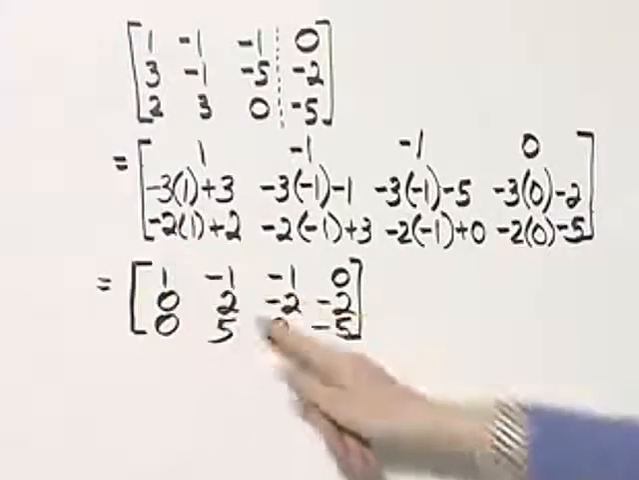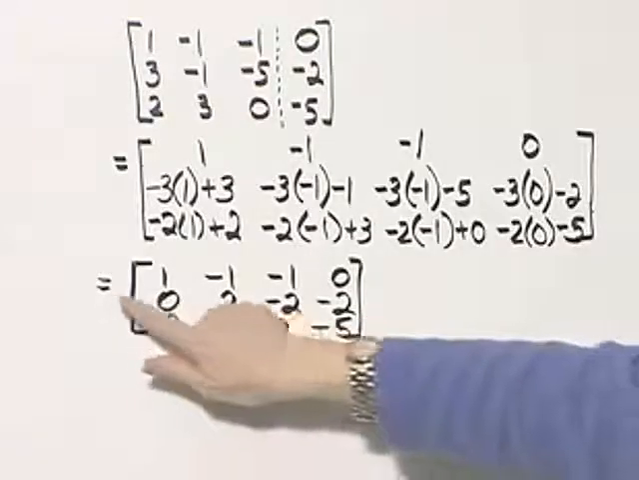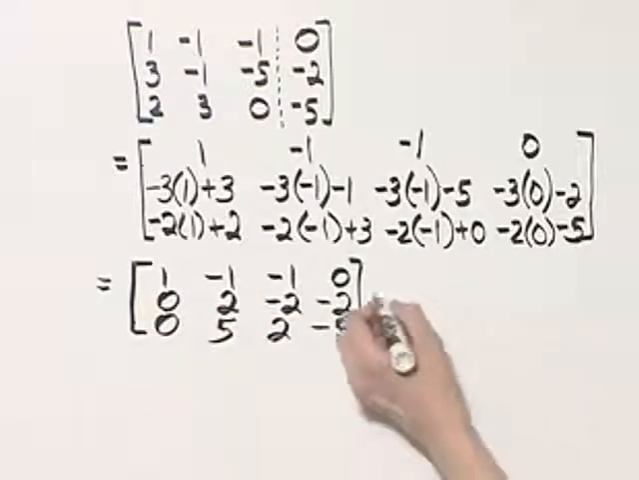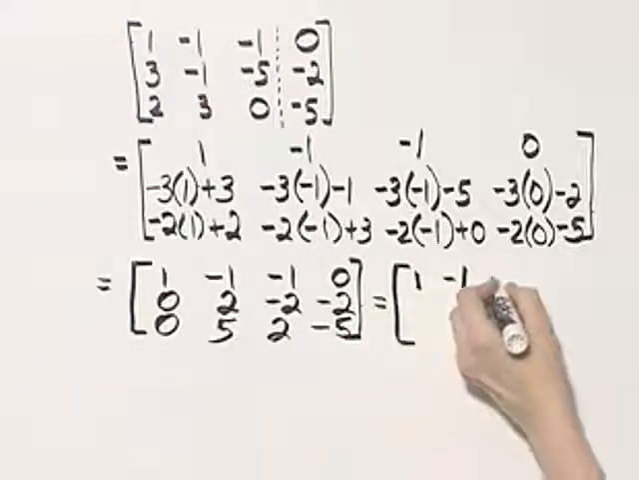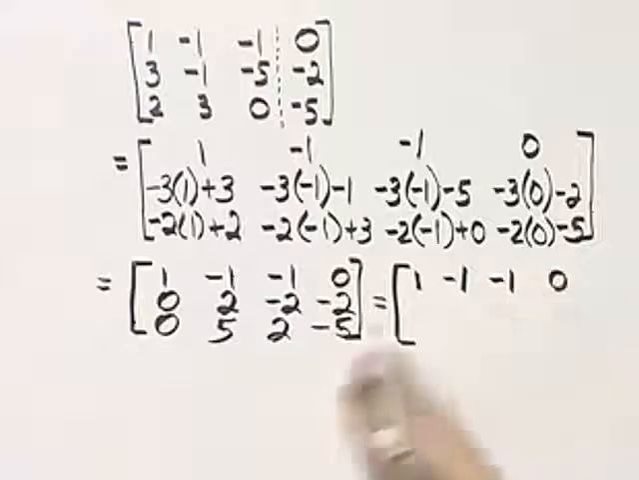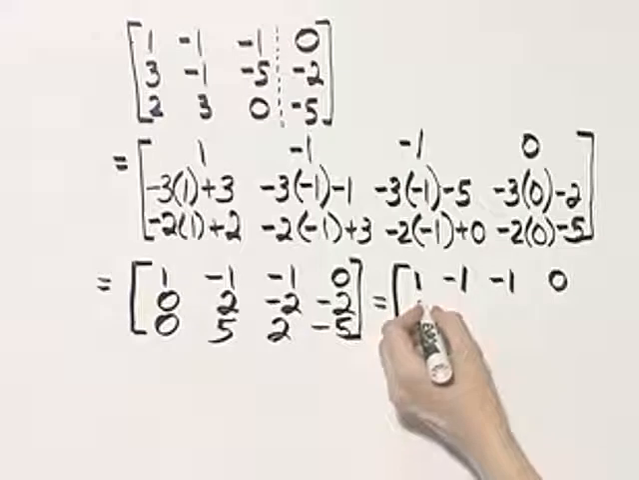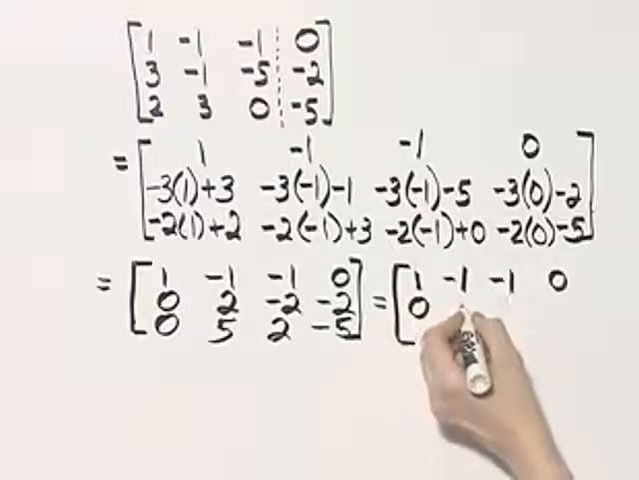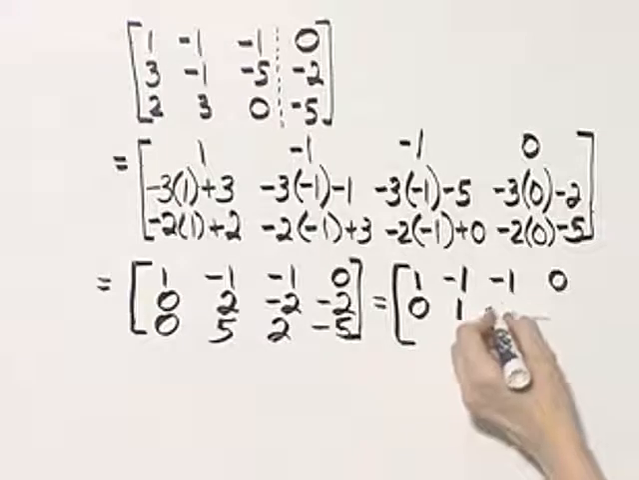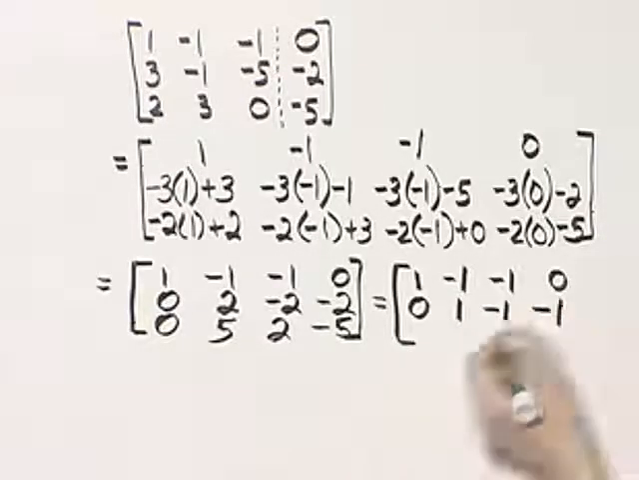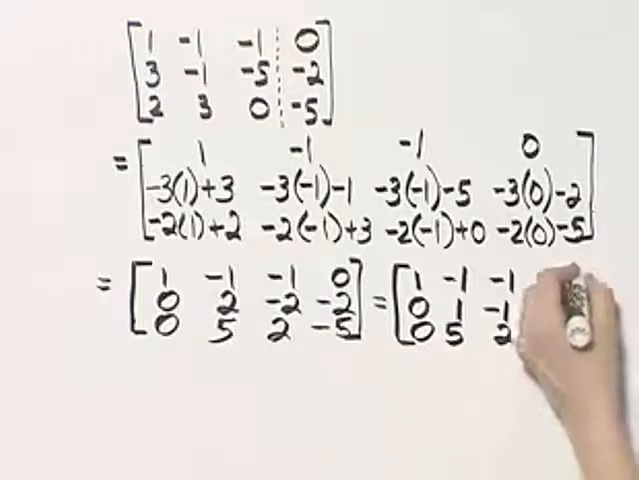Next, remember we want to work on the main diagonal, so let's make this a 1. Let's divide this second row through by 2. I'm writing down the first row again. I'll divide every element in the second row by 2. So that's 0, and then 2 divided by 2 is 1. -2 divided by 2 is -1, and then I have -1, 0, 5, 2, -5.